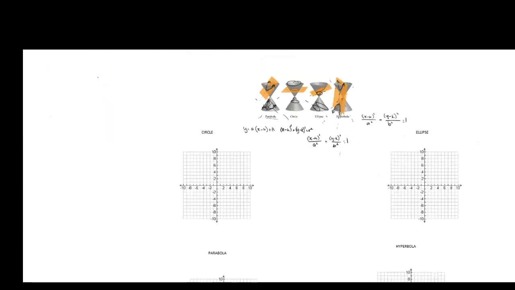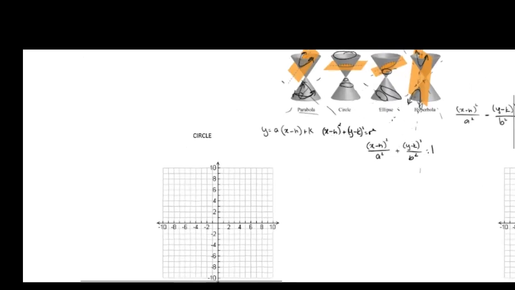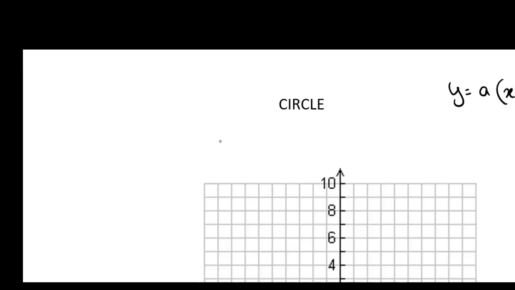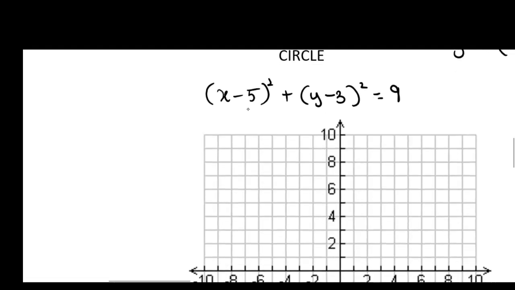So now let's start with graphing. Circle is the easiest to graph, so let's make up an equation in standard form. So maybe x minus 5 squared plus y minus 3 squared equals 9. So we know that the center will be 5, 3. And the 9 refers to the radius squared, so the radius will be 3.